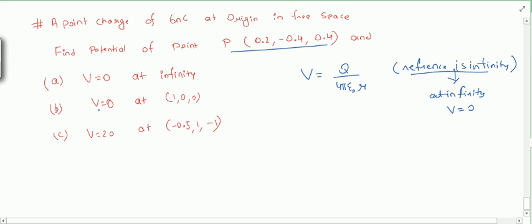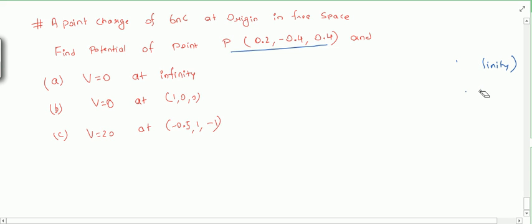Okay, but now you see the B part. B part says that V is equal to 0 at 100. Now this is the reference point basically, at which V is equal to 0. Yet at infinity V is not 0. It is 0 at this location. So we have to find potential with this reference. So let us first do the first part, then we will move on to how to deal with it.